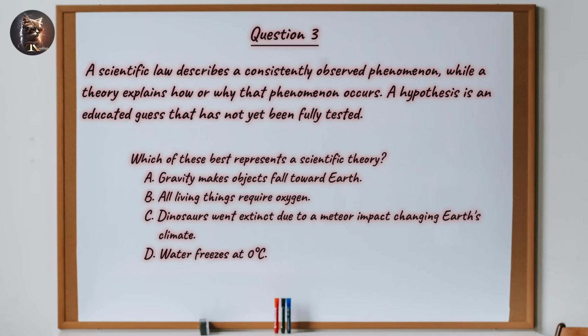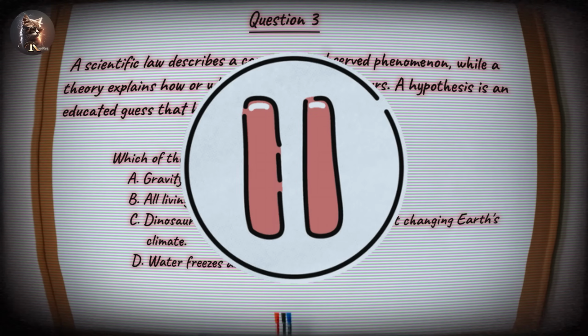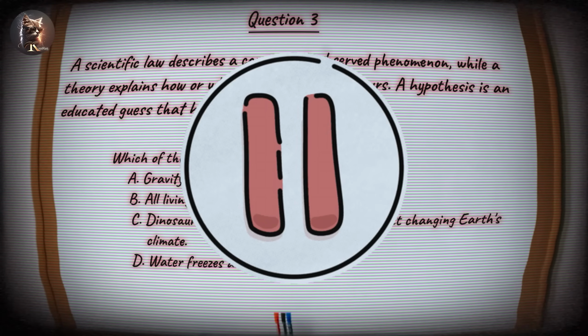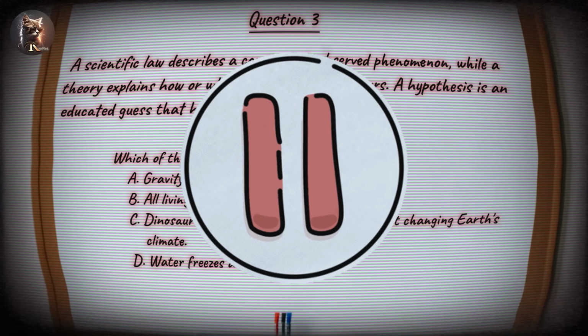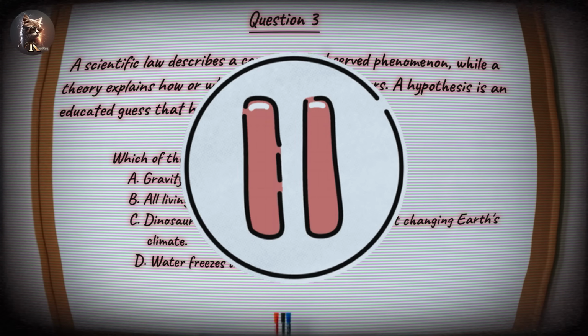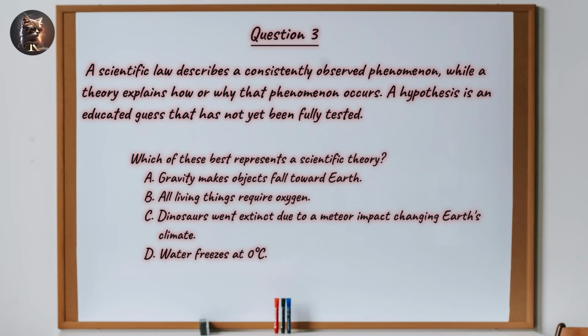Pause here for a second. Remember, we're looking specifically for a scientific theory, something that explains how or why something happens, not just describing what happens. Let's break down each option carefully. Option A. Gravity makes objects fall toward Earth. Gravity is something we see all the time. It describes what happens, objects fall, but it doesn't explain why gravity exists or how it works. This makes it more like a scientific law rather than a theory.